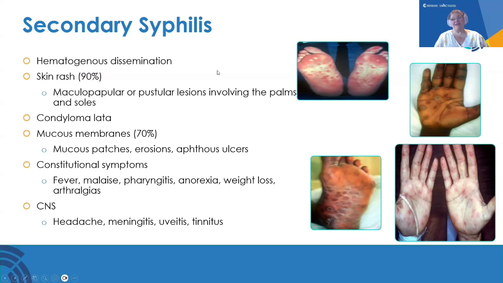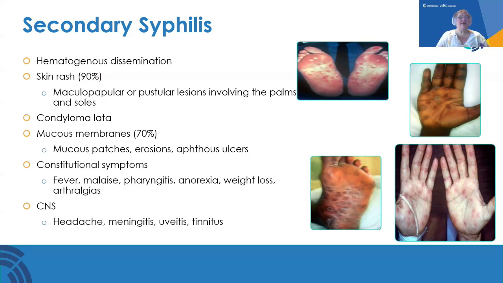So then you break out into secondary syphilis. That's when the treponema pallidum bacteria goes systemic throughout the body, and you get a skin rash in about 90% of the cases where it's a maculopapular lesion that involves the palms of the hands and the soles of the feet. I was originally taught that if you ever see a rash on the palms of the hands and the soles of the feet, let that be your red light warning that it may be syphilis and we need to test for it. However, I have seen rashes that do not involve the hands and feet that are still syphilis.